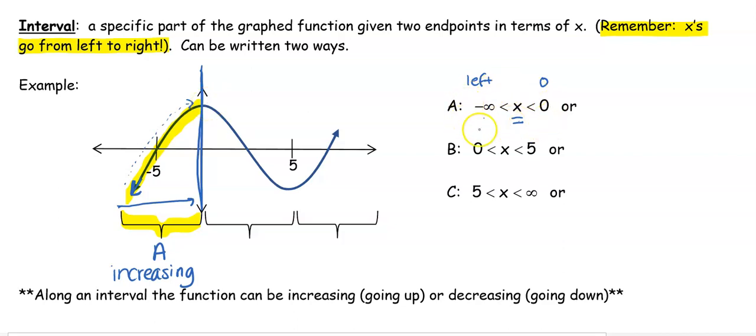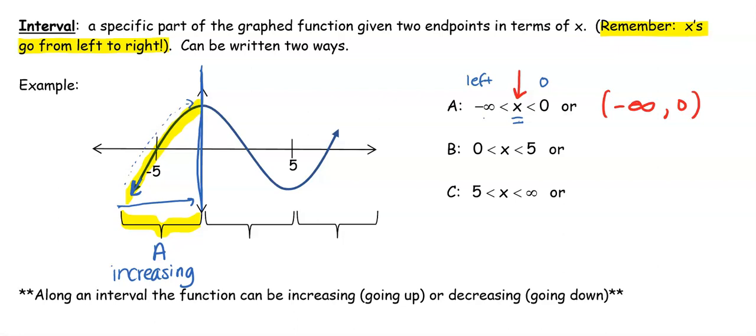I always like to write it in this notation because it reminds me that I'm looking at my x value. So it reminds me, look at your graph left and right, not up and down. But you could also write this like that. I just prefer the first way.